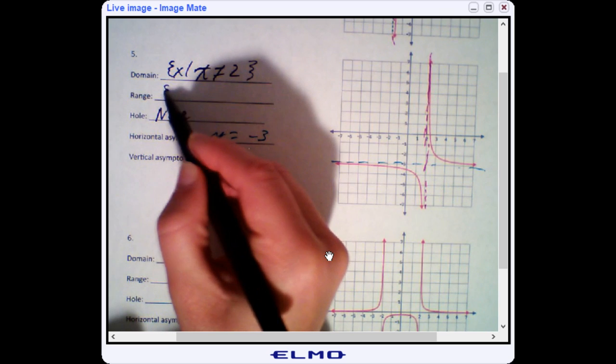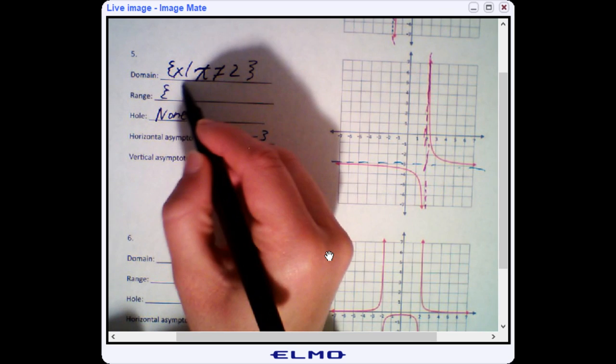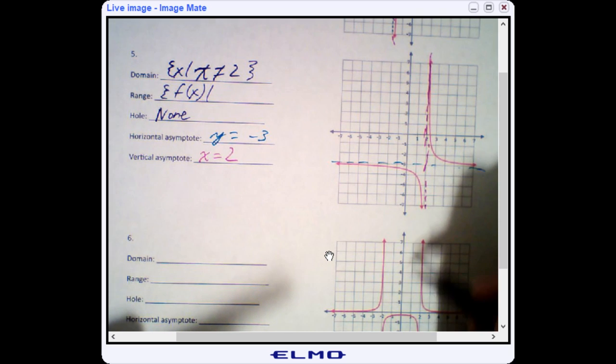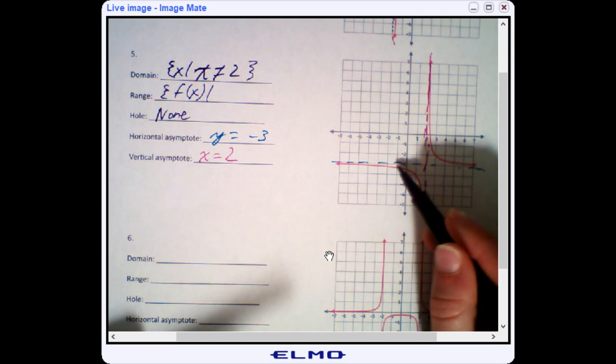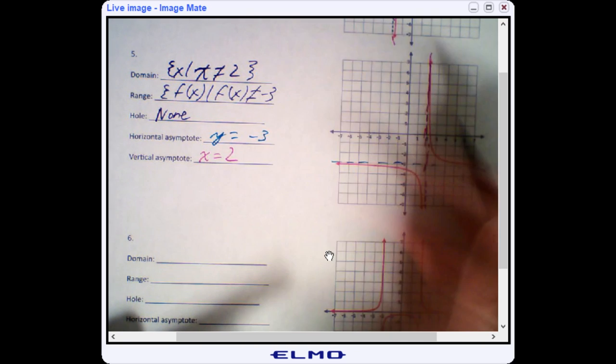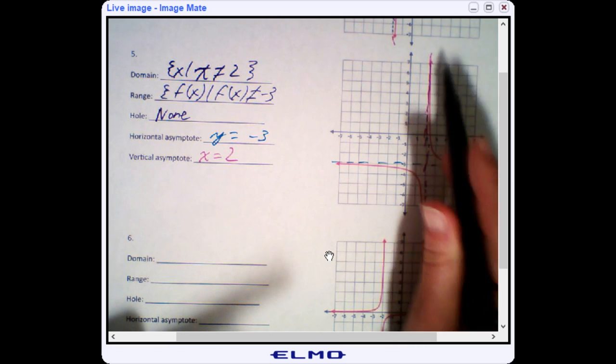For the range, we're talking about going up and down. So f of x, such as I'm going down forever. As I come up, I get super, super close to -3, but I can't cross or touch -3. So f of x cannot equal -3. I jump over it, and I can go up forever. So I'm good.